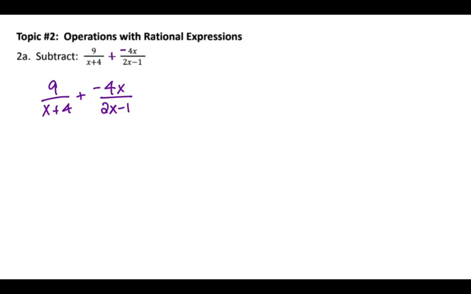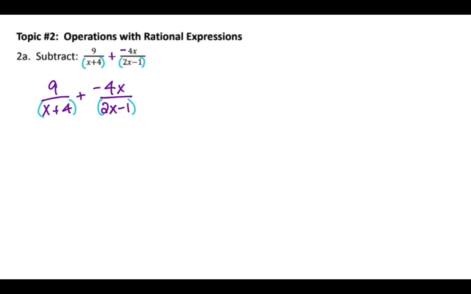Now, anytime you're adding or subtracting rational functions, you need to have a common denominator. Usually, in order to find the common denominator, you need to factor, but in this case, we don't really have anything to factor. I'm going to go ahead and put these denominators in parentheses. That way, I know that x plus 4 is one factor, and 2x minus 1 is the other factor.